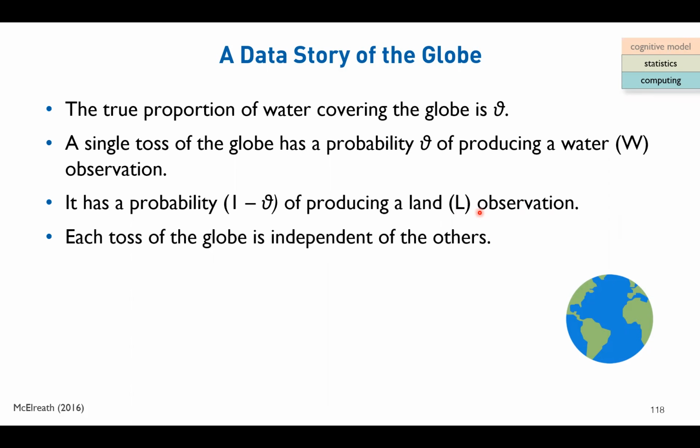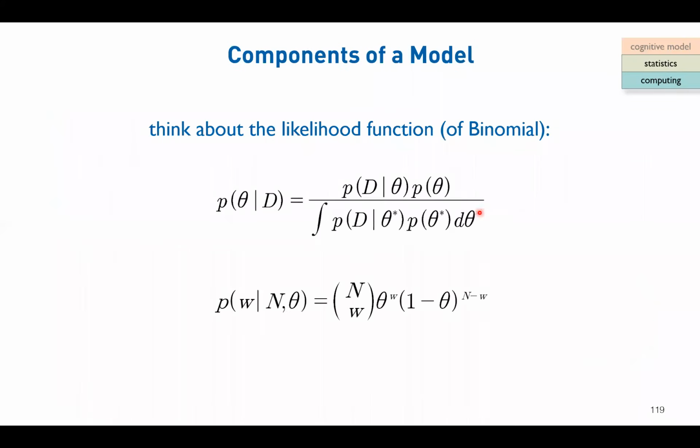And we also assume that each of the tosses are independent of each other. So tossing the globe and catching the result does not affect the result the next time. So these experiments, these tosses, are independent of one another. So those are the assumptions, okay?